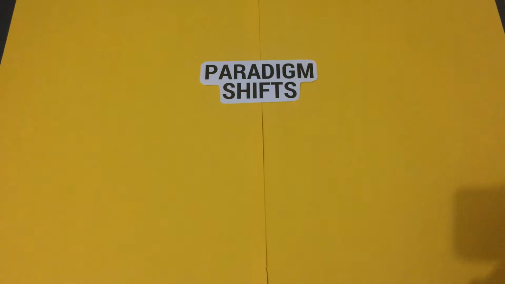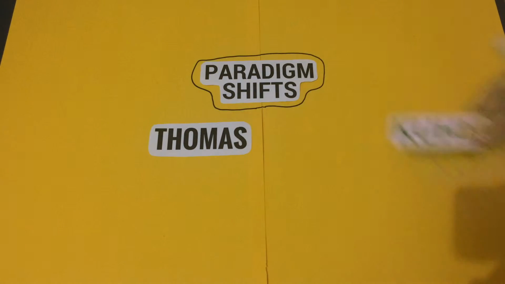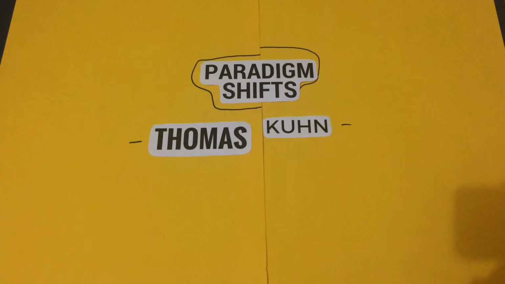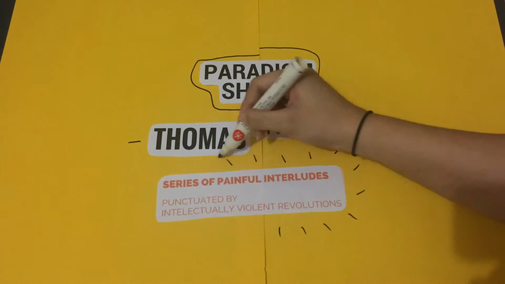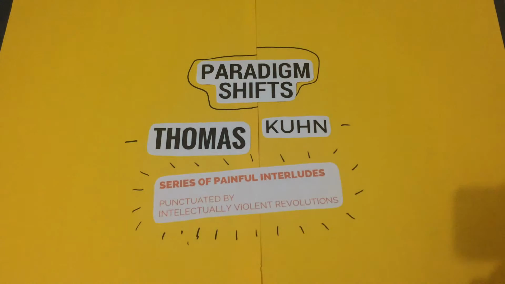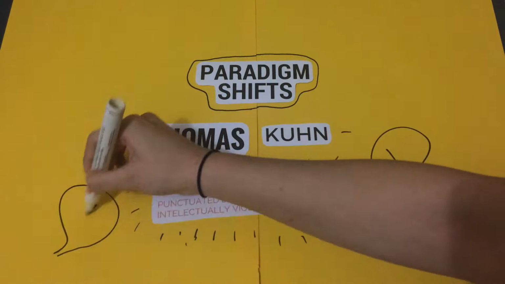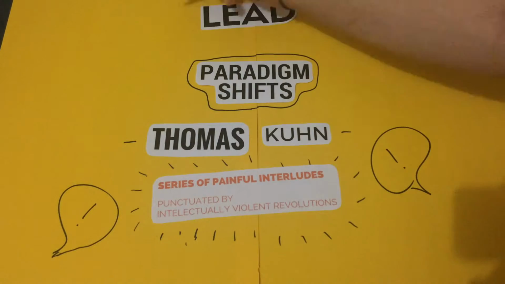Paradigm shift is a term created by an American physicist, Thomas Kuhn. He argues that scientific advancement is not evolutionary, but rather is a series of peaceful interludes punctuated by intellectually violent revolutions, and in those revolutions, one conceptual worldview is replaced by another. Many paradigm shifts happened as new scientific discoveries were made.